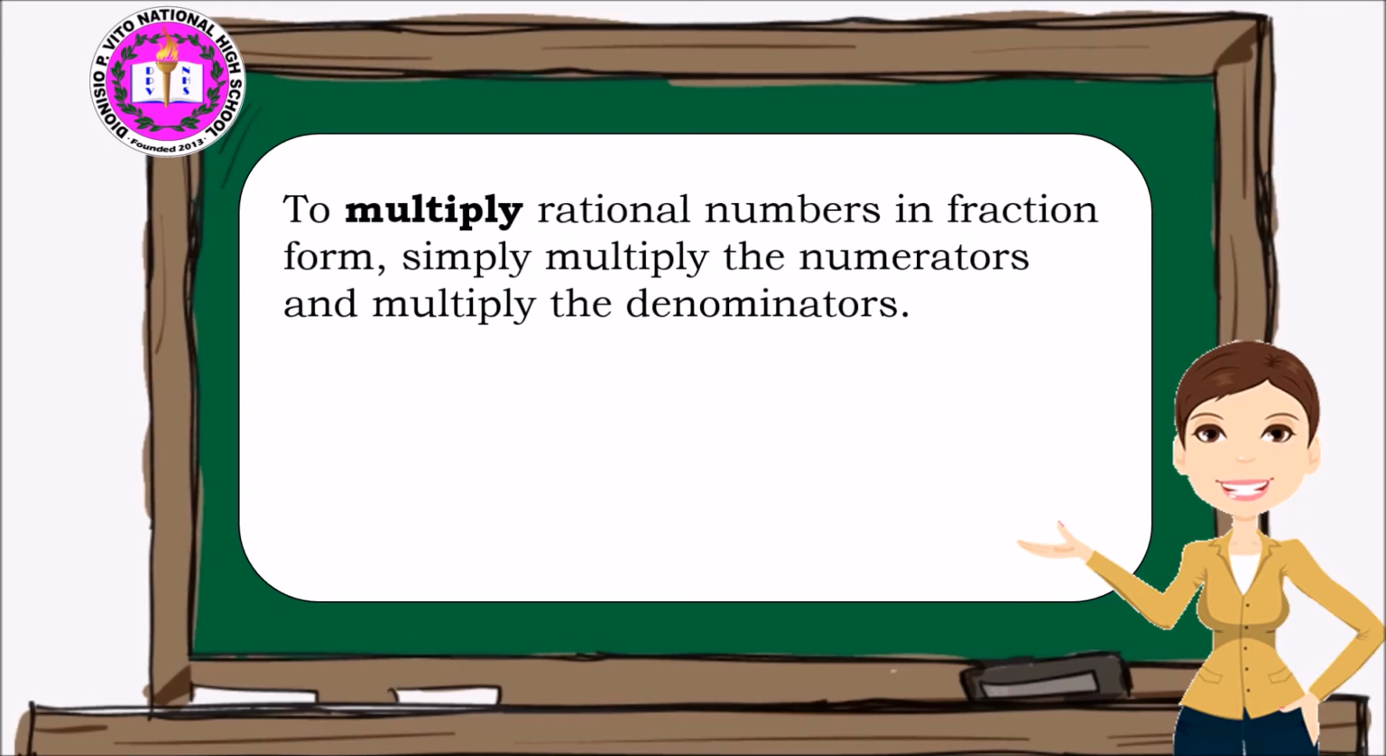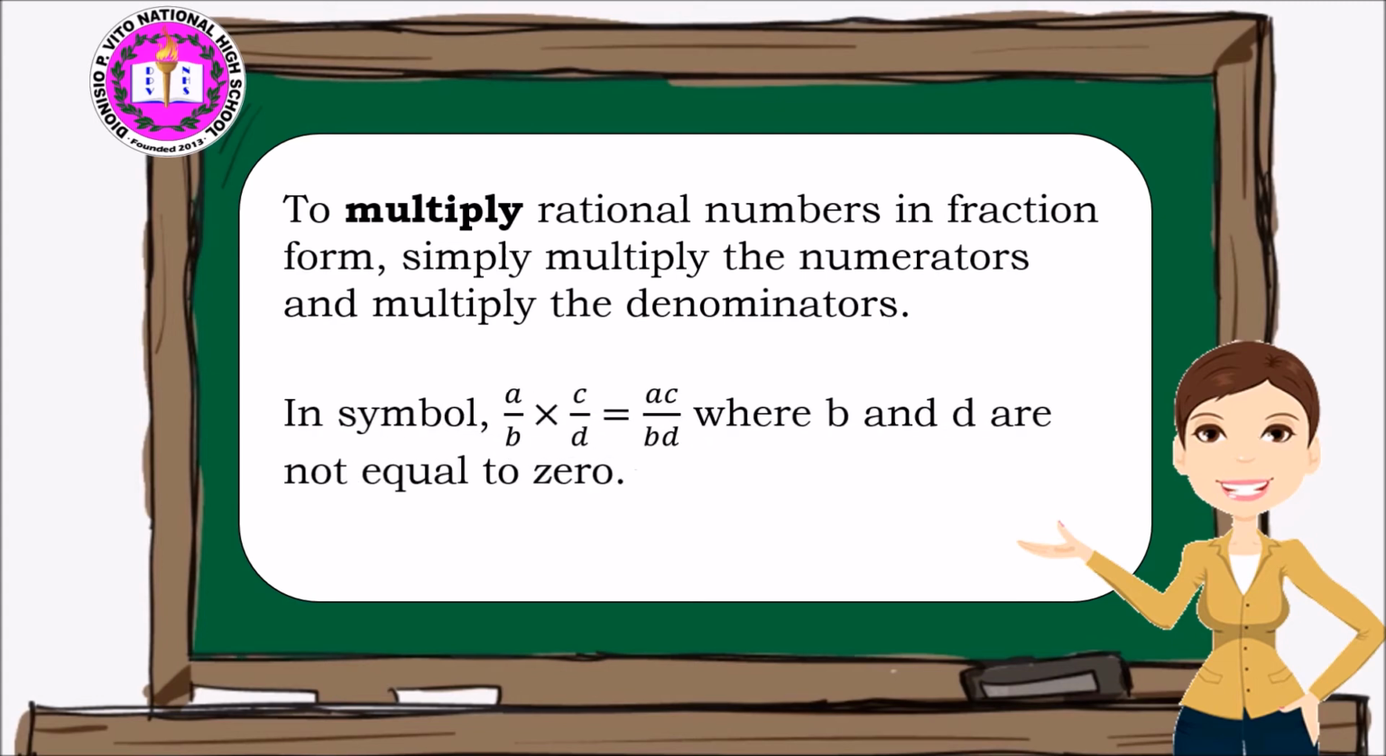So to multiply rational numbers in fraction form, simply multiply the numerators and multiply the denominators. In symbol, A over B times C over D is equal to AC over BD, where B and D are not equal to 0.